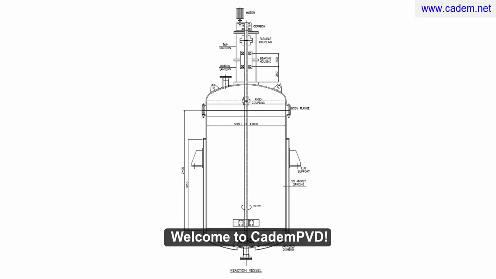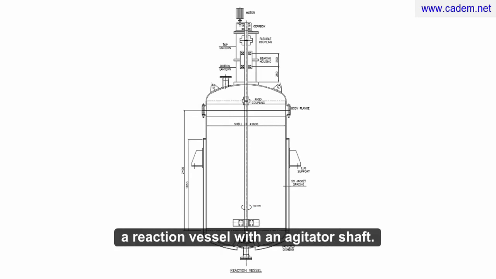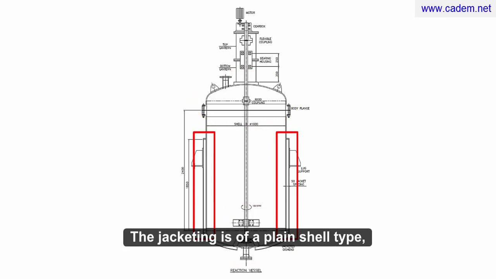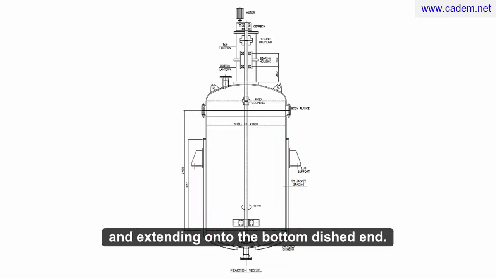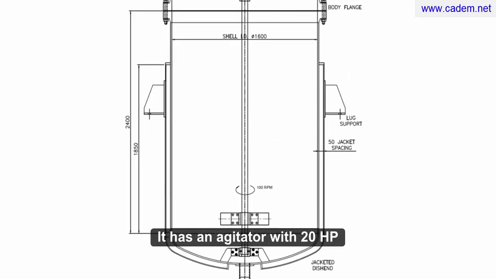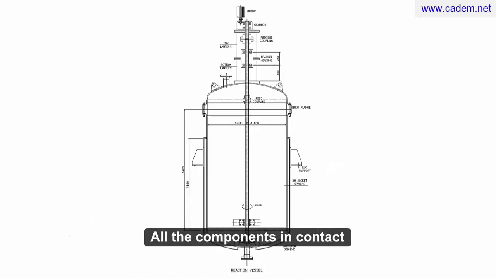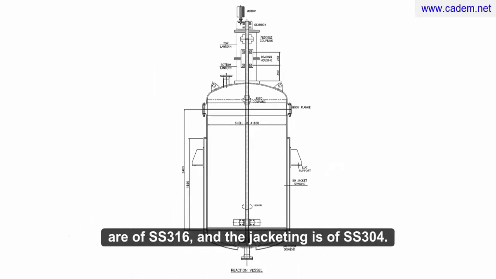Welcome to CademPVD. In this tutorial, we will design a reaction vessel with an agitator shaft. This reaction vessel has a top and a bottom dished end. The jacketing is of a plain shell type, partially covering the main shell and extending onto the bottom dished end. It has an agitator with 20 HP power and an agitator shaft RPM of 100. All the components in contact with the internal process liquid are of SS316, and the jacketing is of SS304.